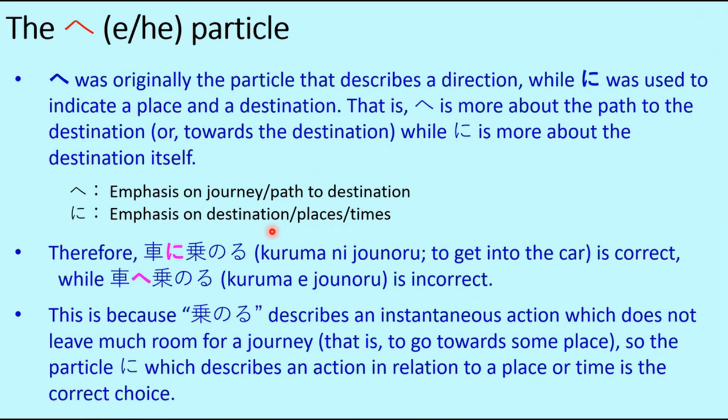That means e emphasizes the journey or path to the destination, whereas ni emphasizes the destination, places, or times. So if we take this phrase, kuruma ni noru, that means to get into the car, it is correct to use the ni particle.